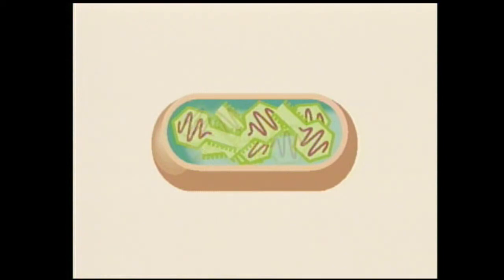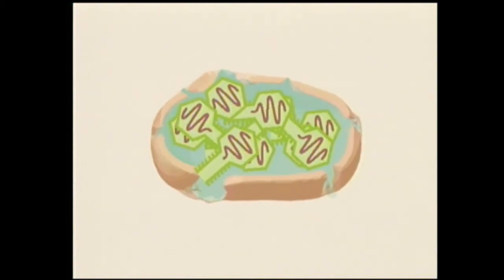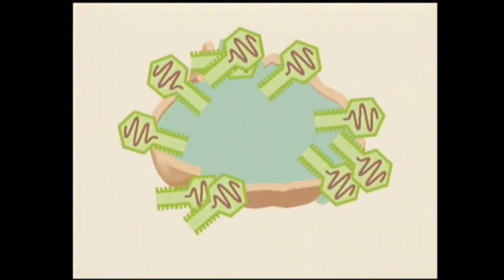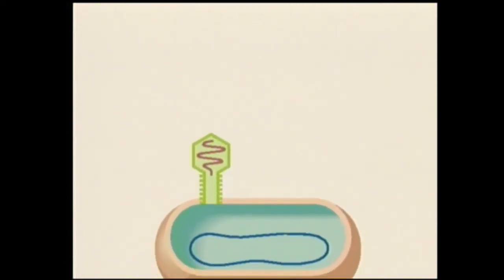Thousands of copies of the virus are assembled within the host cell. When they are completed, the cell bursts open and the viruses disperse. The new viruses are able to infect other cells.